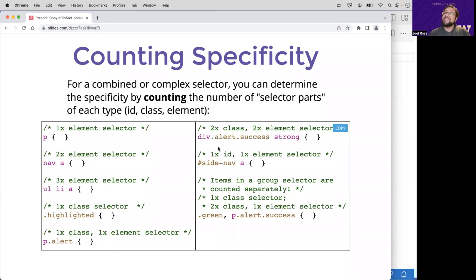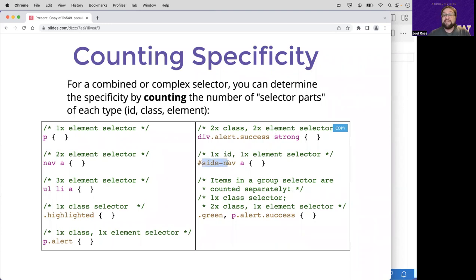Note the order of these things doesn't matter. It doesn't matter if the alert success was on the div or if that was on the strong. We're literally just going through and counting them together. We don't care about whether there's a break with a descendant selector. We don't care about whether it's combined. We don't care about if it has any other selectors. We're just going ahead and counting the parts.